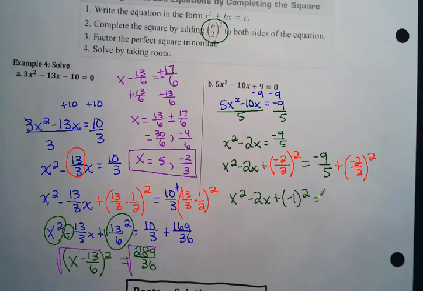Time out, hold on. This is where I always get tripped up. The negative comes out when we're making the perfect square, so we don't even take that it's a negative 2x. Hold on. Yeah, we do. Okay, so this is going to be negative 9/5 plus negative 2 divided by 2 is negative 1. Negative 1 squared is a positive 1.